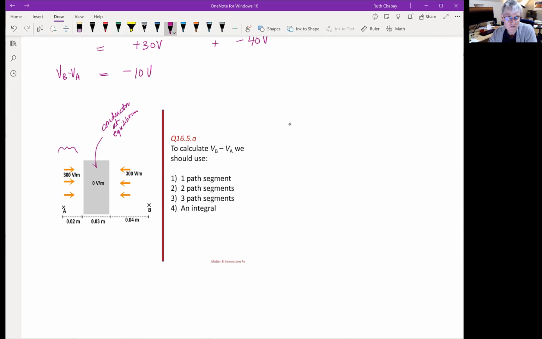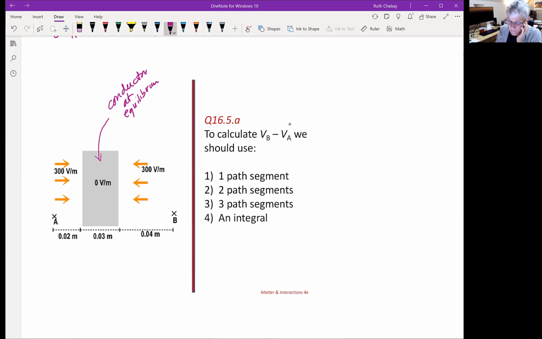And so the electric field is definitely 0 in there. And then over here on the right, we have another region, electric field pointing the other way. And so the first question is we want to calculate, so here's location A down here. Here's location A, here's location B. We know distances here. And so the first question is just if we're going to do this calculation, how many path segments should we use?